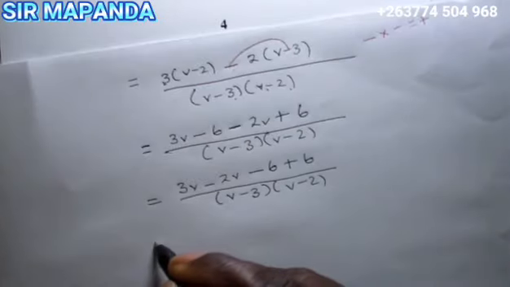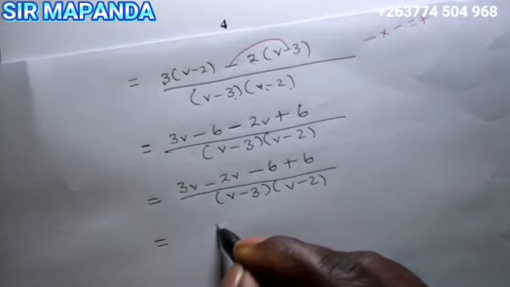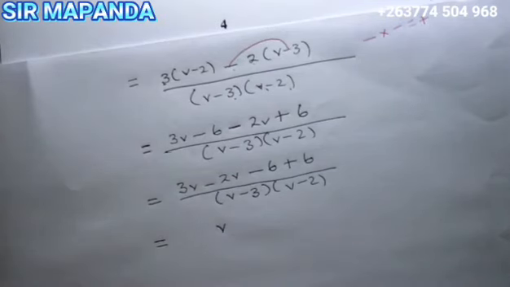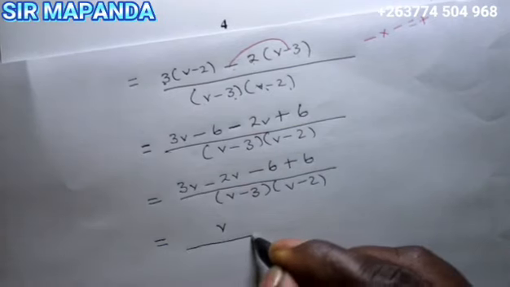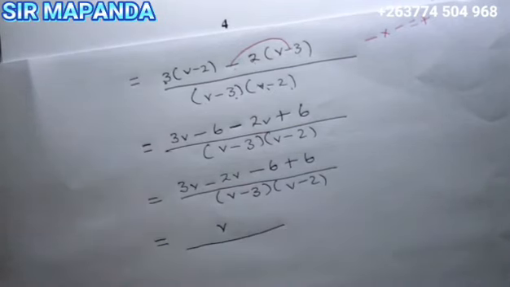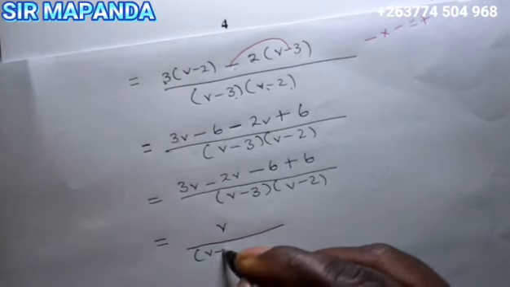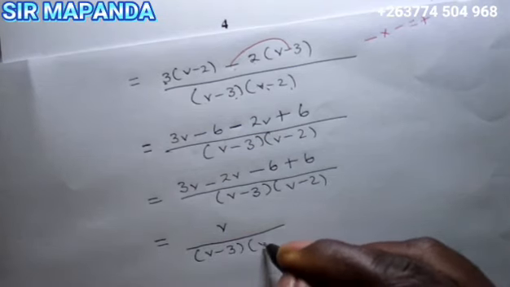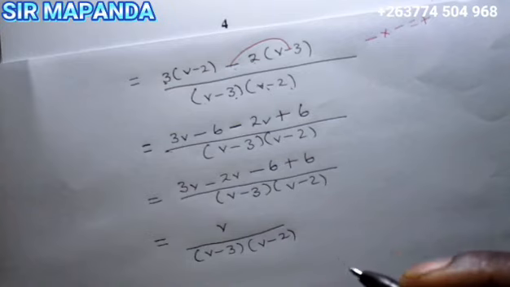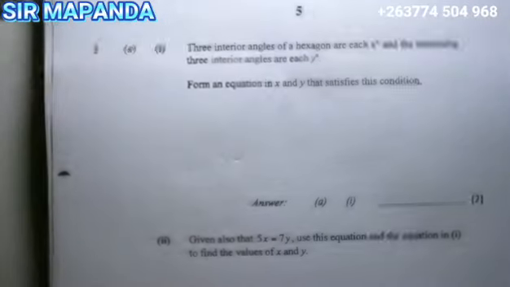So what is 3V minus 2V? 3V minus 2V is 1V, which is as good as V. Negative 6 plus 6, you get 0. There is no need for you to write that 0. So your final answer is V, which is your numerator, divided by V minus 3 and V minus 2, like this. Then you are home and dry.